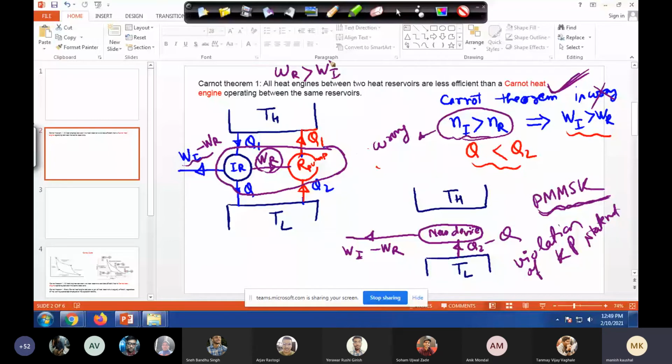This proof you will find in books. You prove it by saying that the opposite is wrong. We said this is wrong, and then we reach something that is not possible according to the basic postulates of the second law, the Kelvin Planck statement. So it means the claim is wrong, and what is correct is that eta R is always greater than eta I. Eta Carnot. Okay, that is the first statement. Now the second statement.